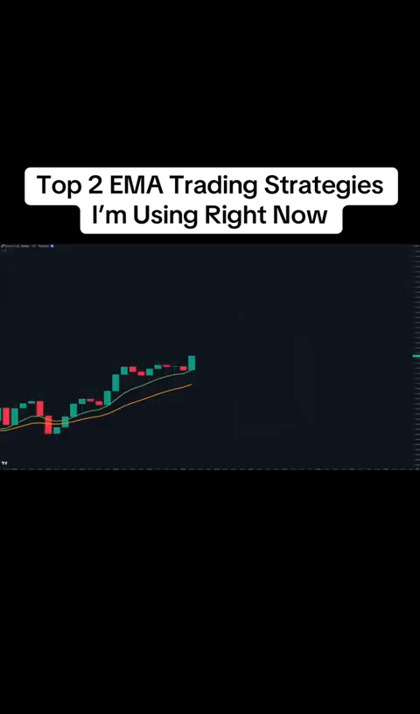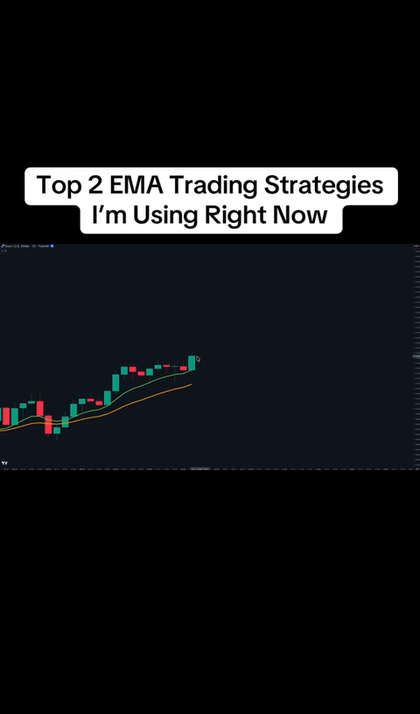Now let's move to the second strategy. And again, I want you to analyze this setup with me. Look at this chart. Price is in an uptrend. The 9 EMA is above the 20 EMA. Price pulls back to the EMA zone, forms a red candle, and then a strong green candle closes above that red candle's high.